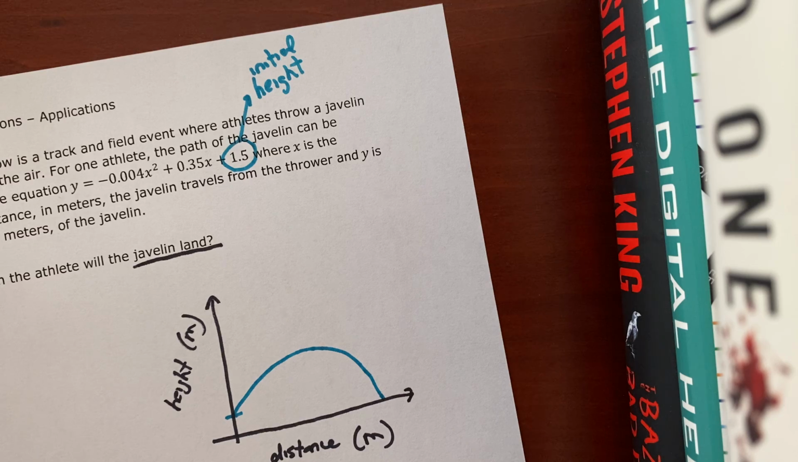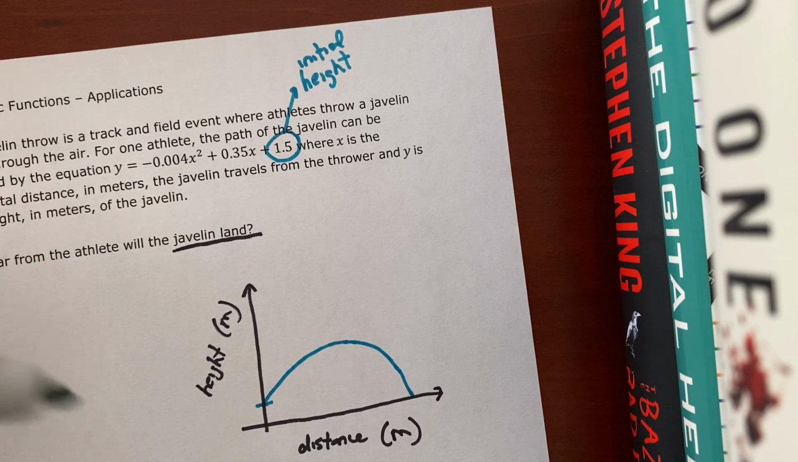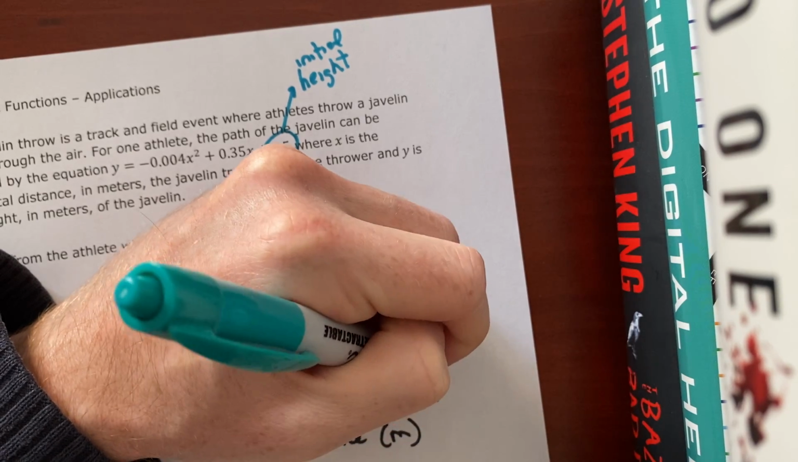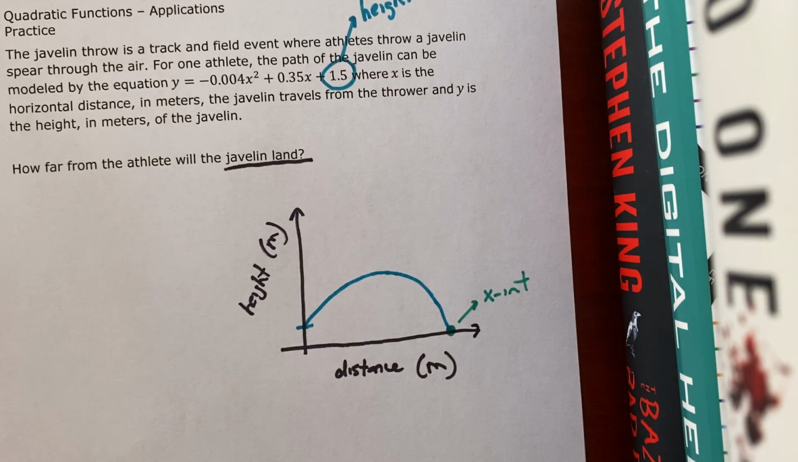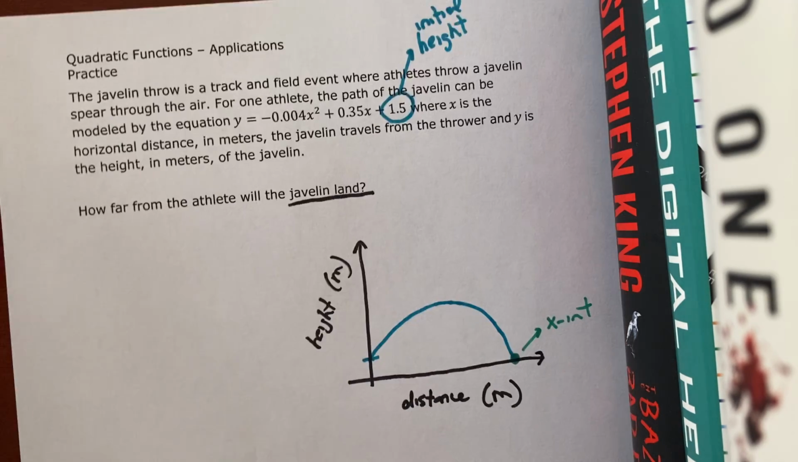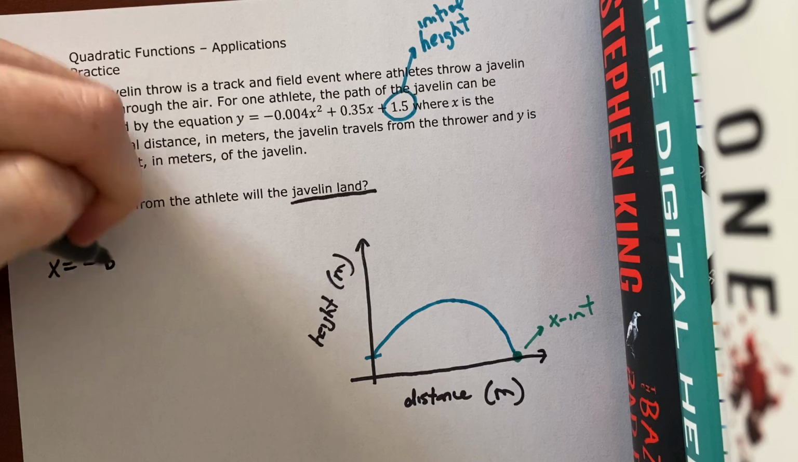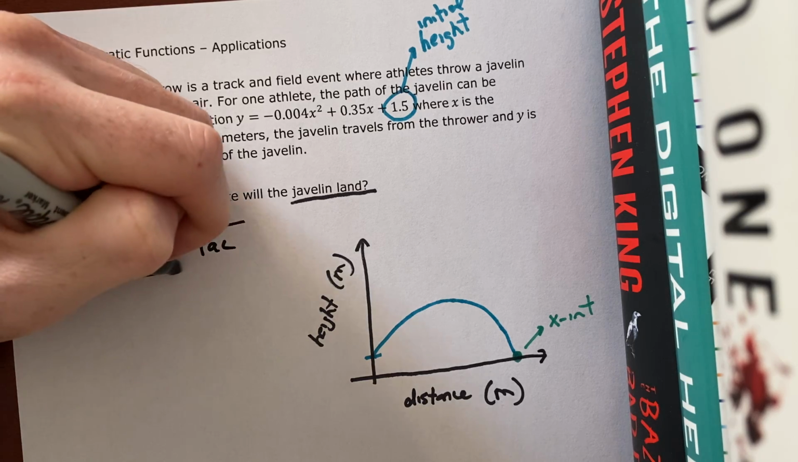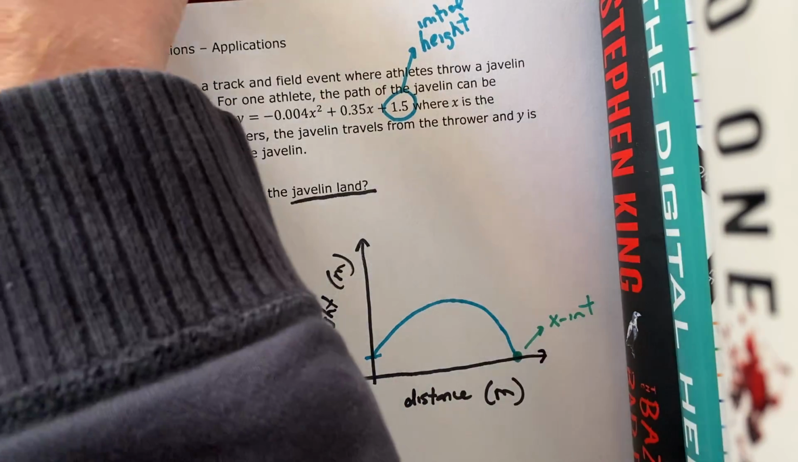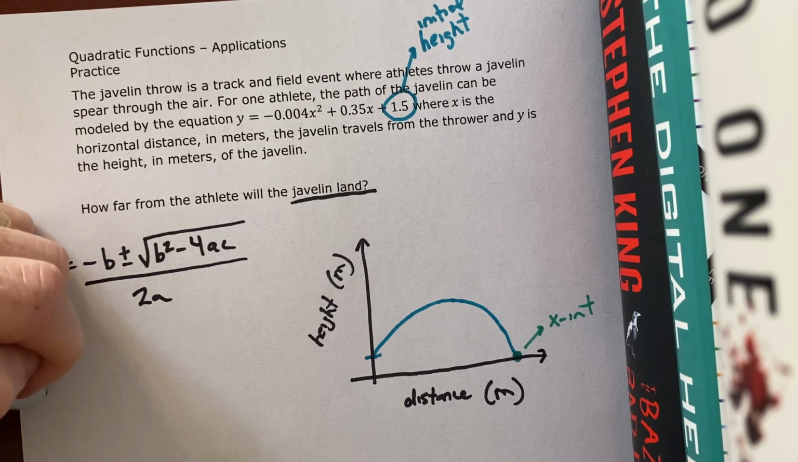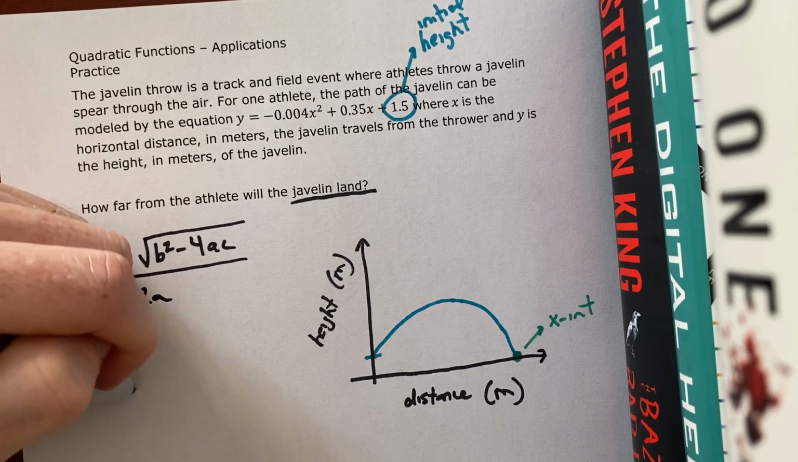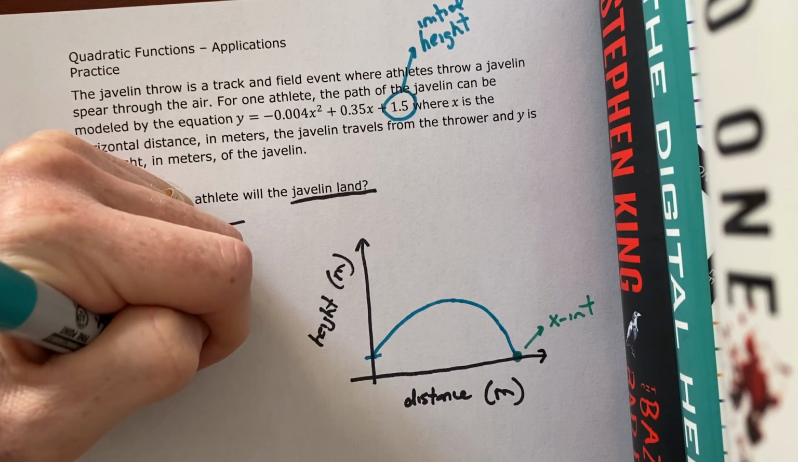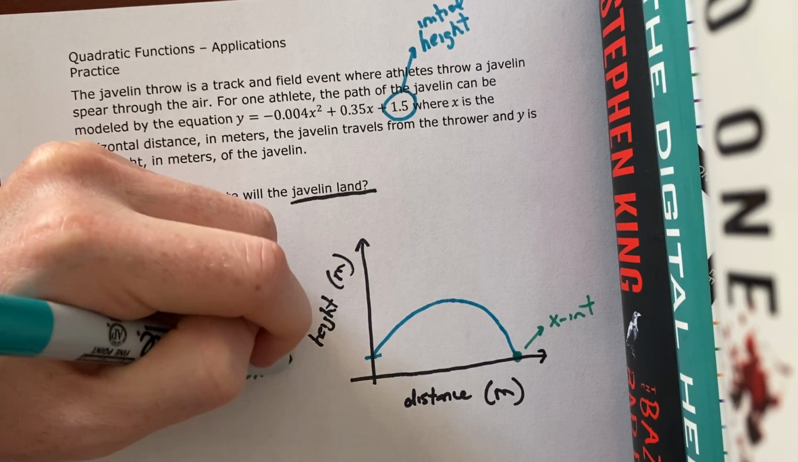So we're looking for the distance the javelin has traveled. In a sense, we are looking for, once again, the x-intercept. If you guys haven't realized it yet, this entire week is on the quadratic formula, so we are probably going to use the quadratic formula to help us, just like the last example. All right, so we have x equals the opposite of b plus or minus the square root of b squared minus 4ac, all over 2a. My equation is y equals negative 0.004x squared plus 0.35x plus 1.5.